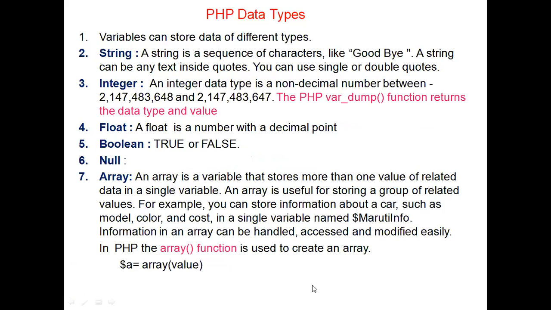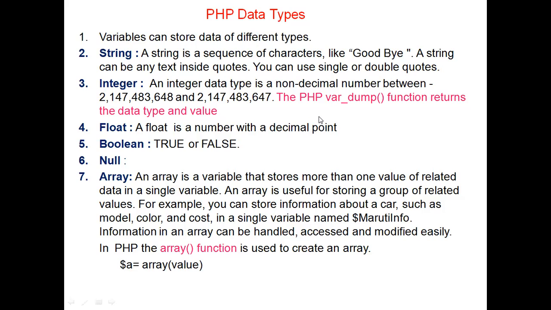Okay. Now, what are the data types used in PHP? Variables can store data of different types. String is a sequence of characters like goodbye, any text inside the double quotes. Here we can use the double quotes or the single quotes as per your convenience, but for the sake of simplicity, we always use the double quotes to indicate that it is a string. Then integer is the non-decimal number between this range. You need not remember this number, but you should know it.